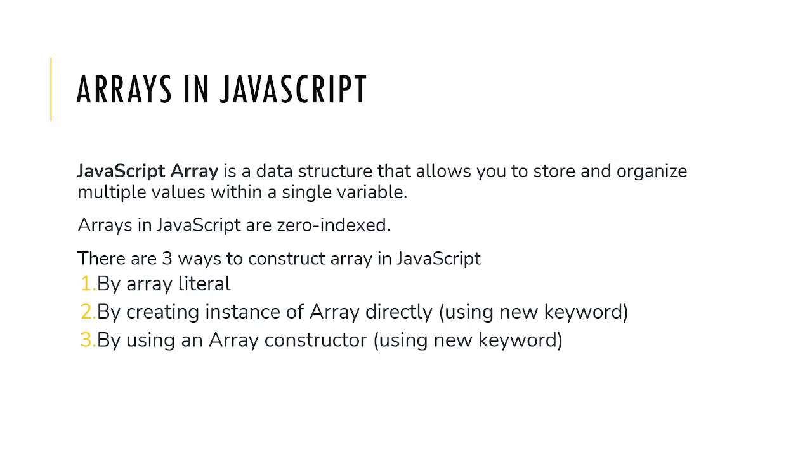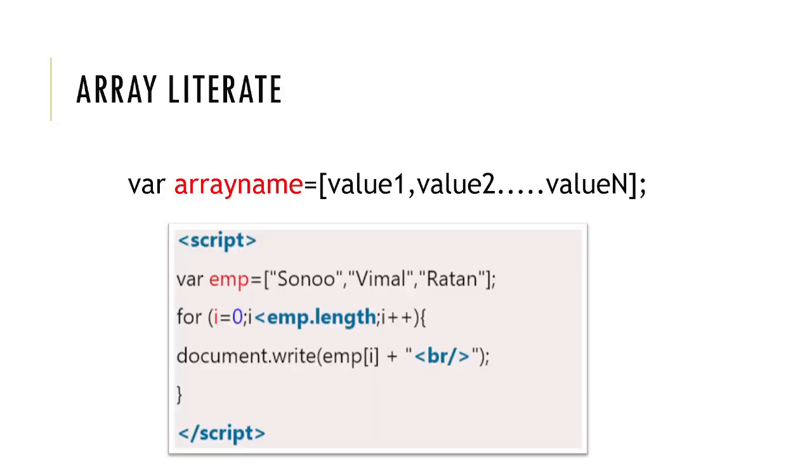The first method to construct an array in JavaScript is by using an array literal. The syntax is very simple, just similar to how we declare a variable. We start with the keyword var followed by the variable name, which is equal to the value. In a similar way, we declare an array: var followed by the array name, which is equal to a set of values separated by commas, all enclosed within square brackets. This is the syntax of the array literal.